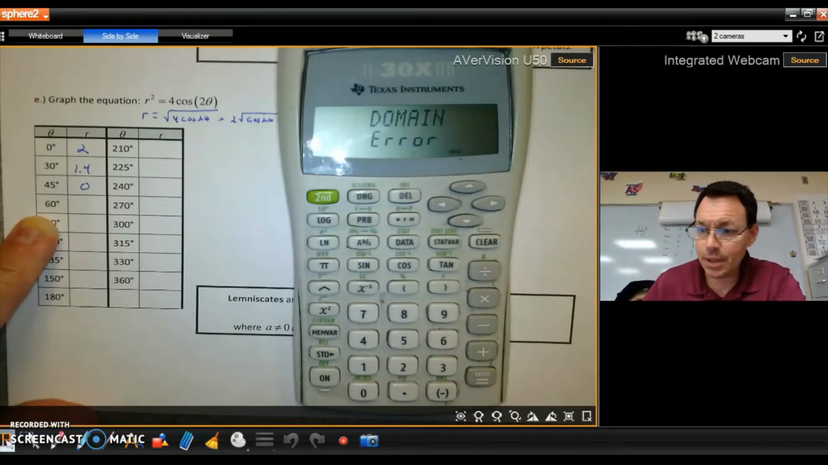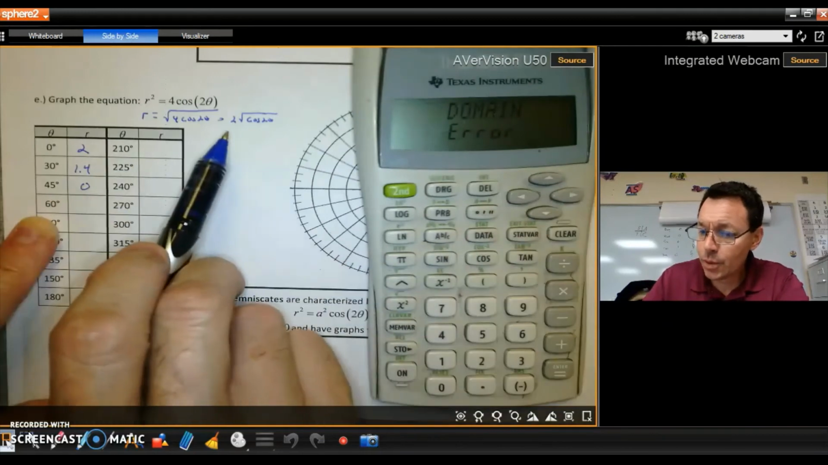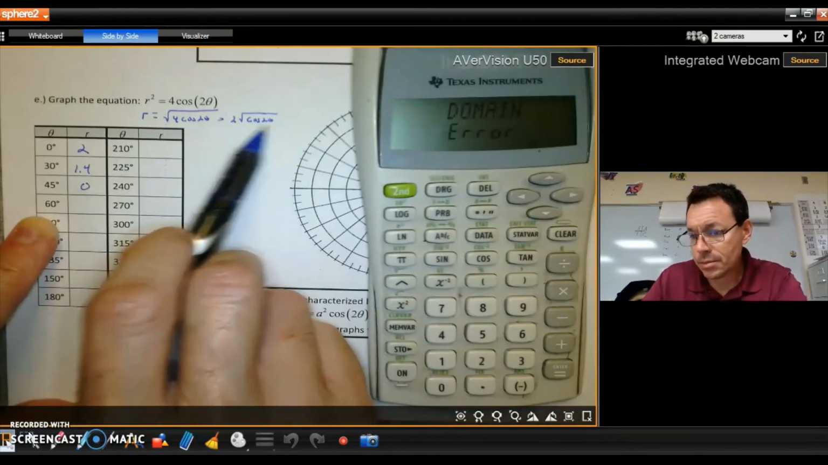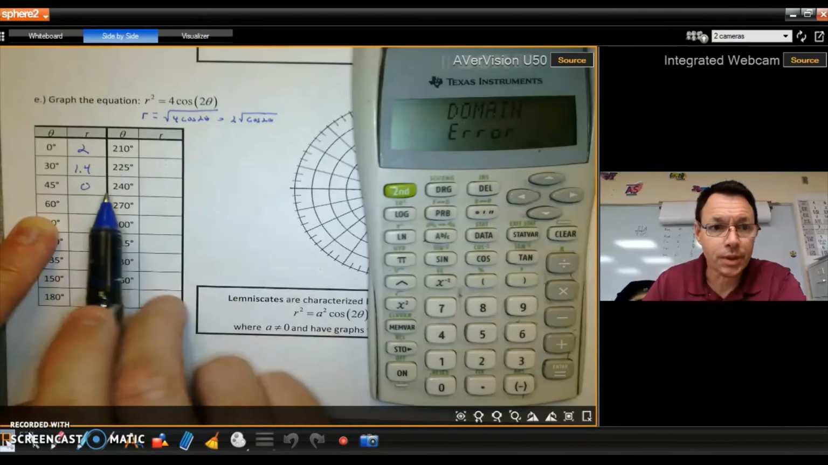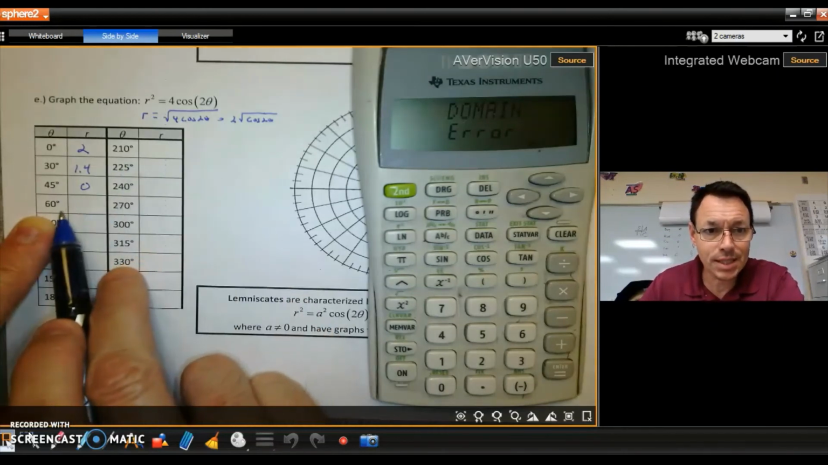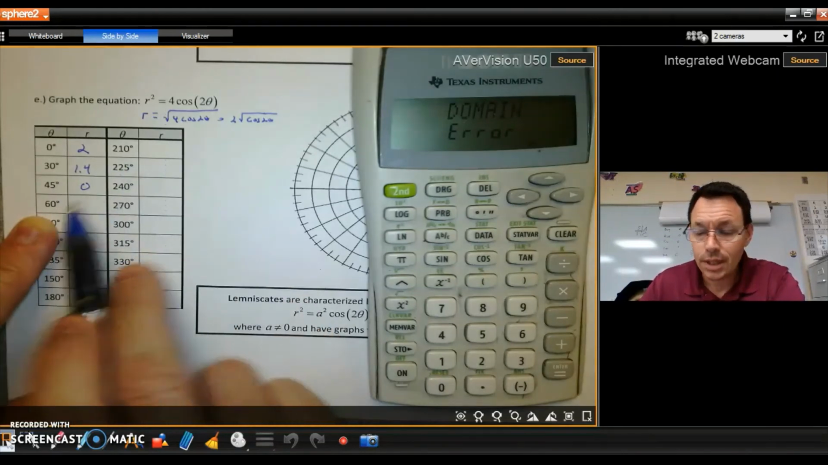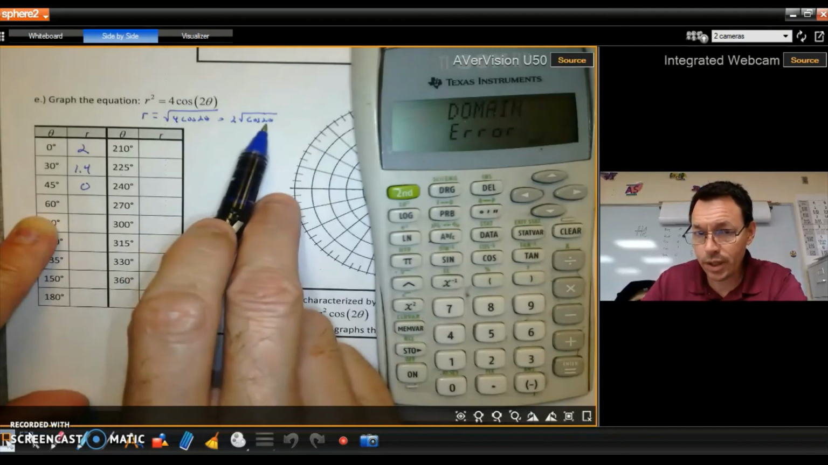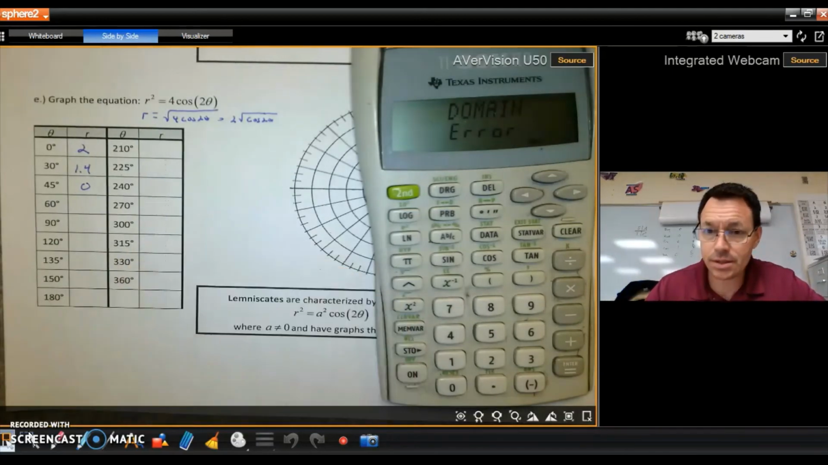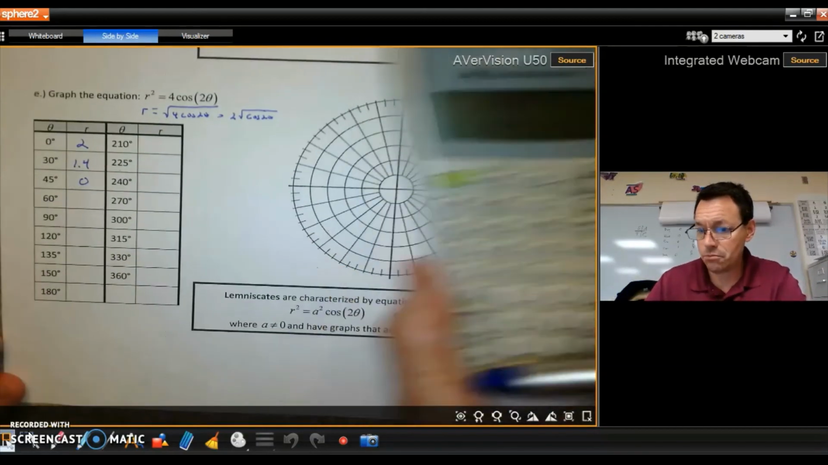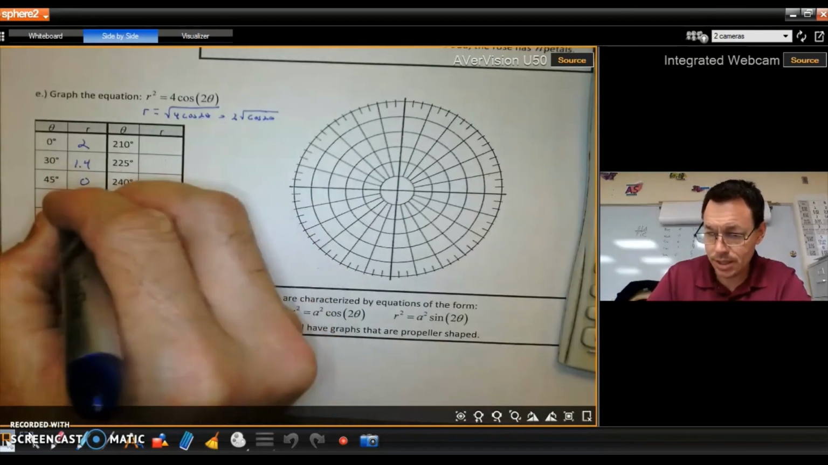Alright, so what's happening? Remember, as we move around the circle, sometimes cosine values are negative. Well, because that angle's getting multiplied by a 2, it's going to happen pretty soon. When I take 2 times 60, I'm going to get 120. And when I take the cosine of 120, which is technically in quadrant 2, that's a negative value. And I'm trying to take the square root, and that's not going to work. So I'm going to get an error message. Okay, so that point doesn't exist.